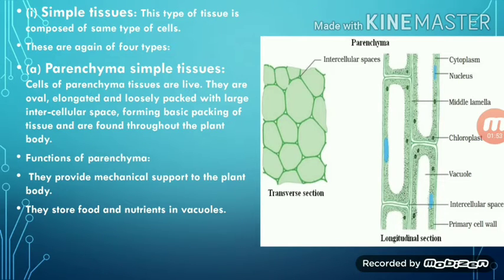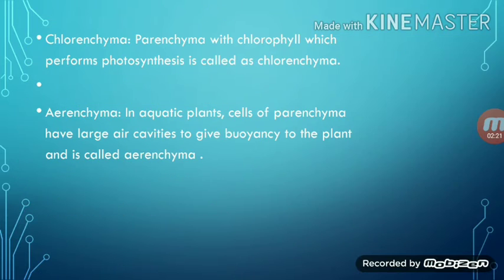Functions of parenchyma. They provide mechanical support to the plant body. They store food and nutrients in vacuoles. So try to write with this diagram. Try to write all this, and you have to draw this diagram also. And again, you have to label this diagram. Next, these are the types of parenchyma tissue only.